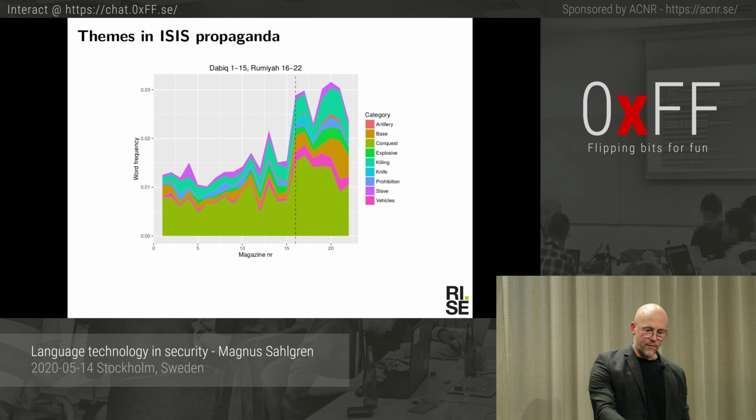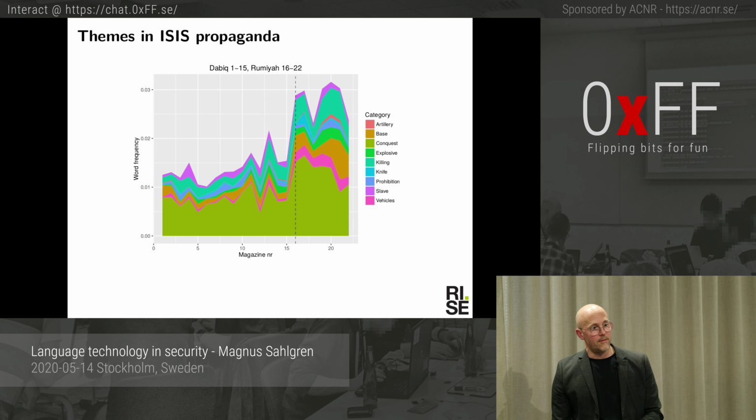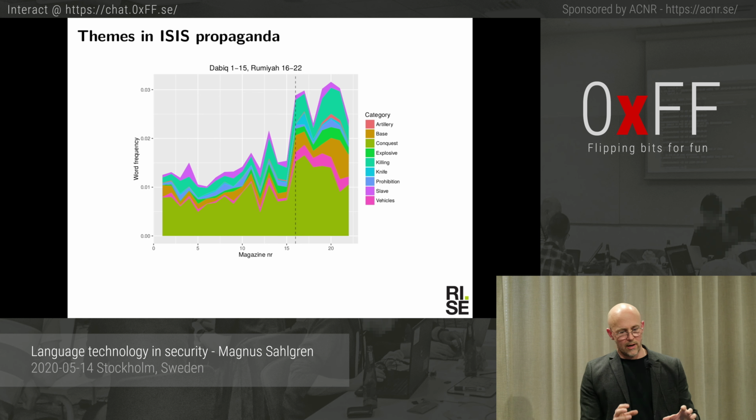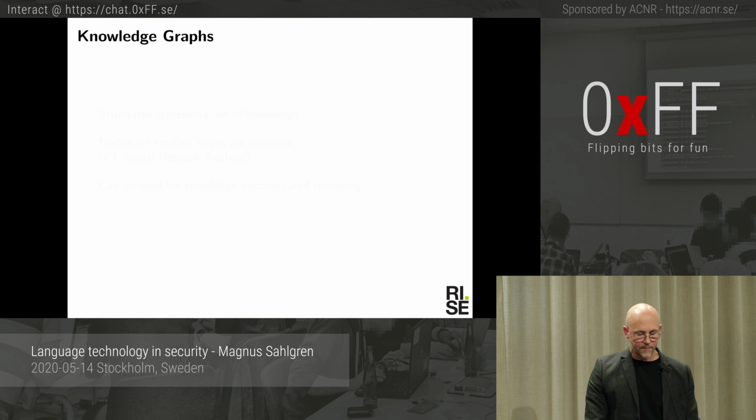And what we can see is, for example, the theme relating to vehicles, like cars and trucks and stuff, becomes much more prevalent in the later propaganda. And that also coincides with, or actually precedes, the terrorist attacks that we saw in Europe using vehicles. So you could actually, I wouldn't say predict it, but you could see that trend in the propaganda before it actually happened. So that's an example of what you can do using very simplistic techniques.